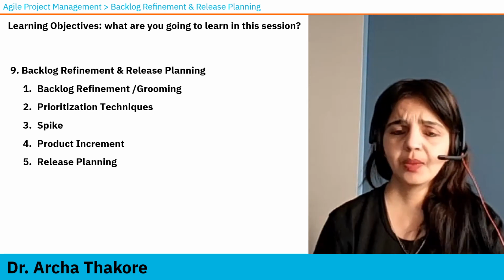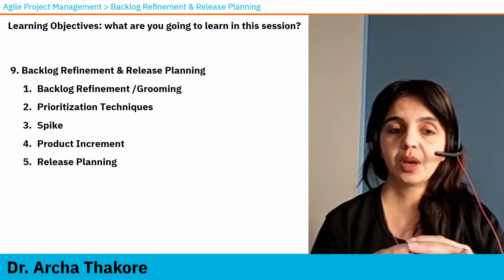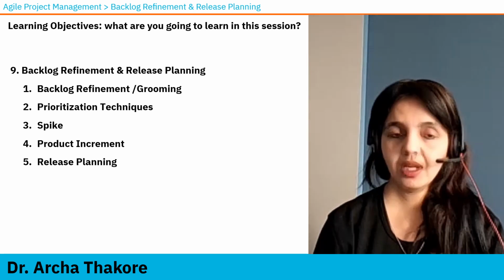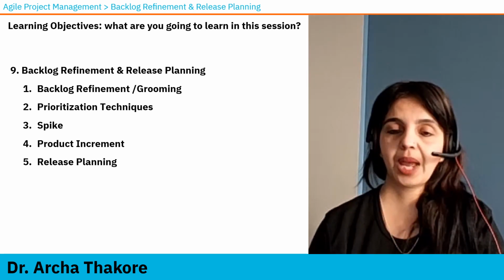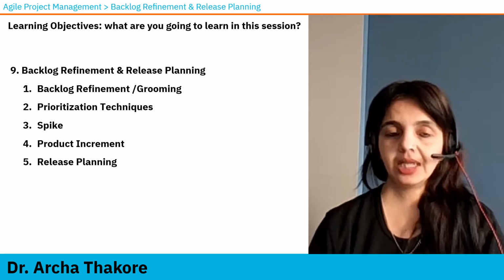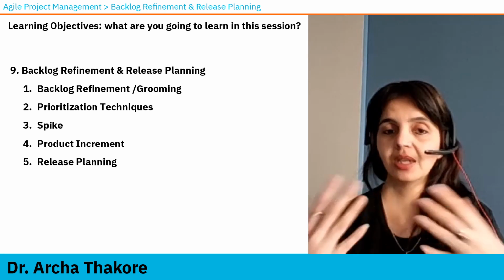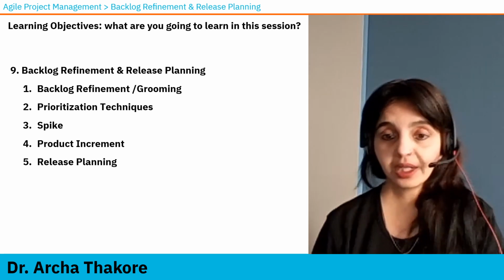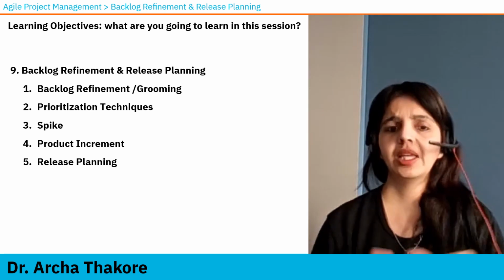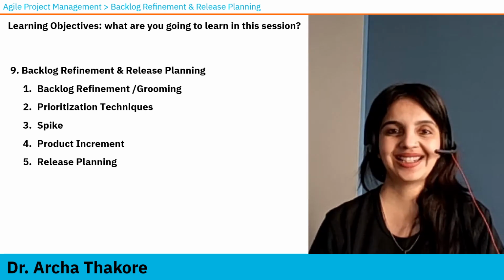Now, just a little bit of context before we talk about what we are going to cover. We talked about product backlog in lesson number 7, and now we are talking about product backlog refinement. There are 5 things that we will be covering in this lesson. First of all, what is backlog refinement? How is it done? Then how is prioritization of features done in Agile? What is spike? Then we will talk a little bit about product increment and release planning. So let's get started.